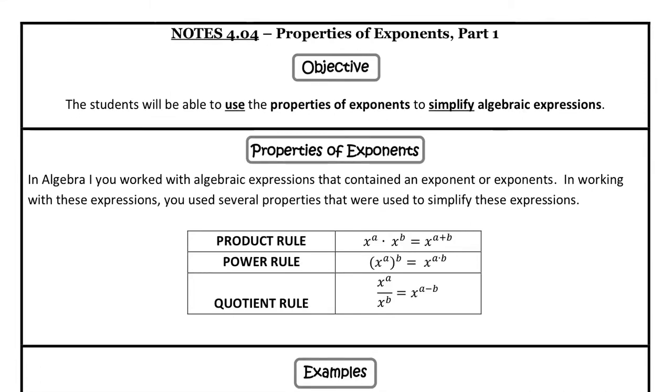Good morning, guys. Today we're going to be looking at properties of exponents. This will be part one.